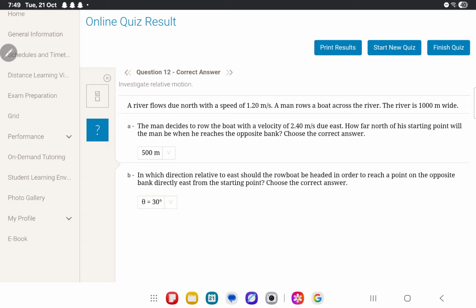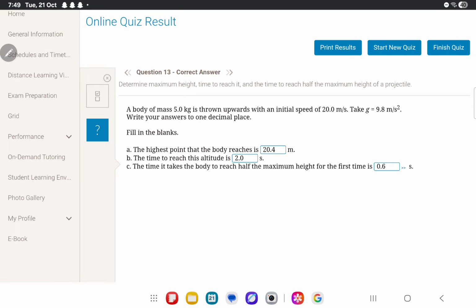Okay, question 13. A body of mass 5 kilograms is thrown upwards with an initial speed of 20 meters per second. Take g as 9.8 meters per second squared. Write your answers to one decimal, please. So it's thrown upwards, then it's going to go back down, right?